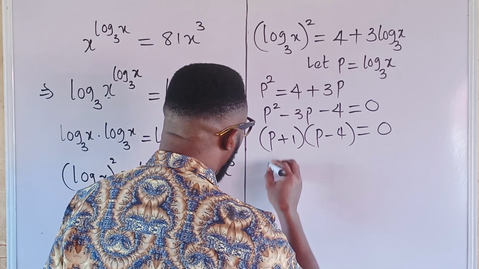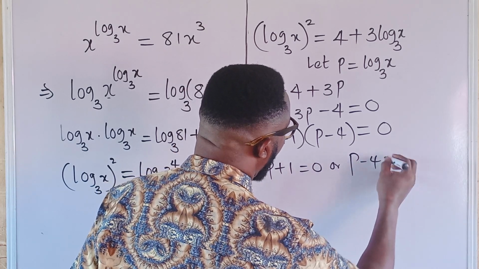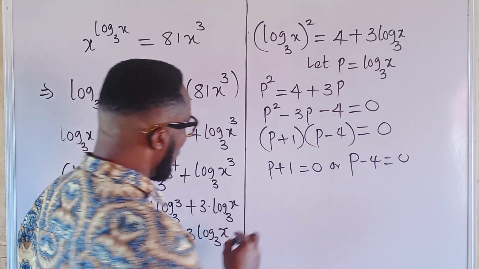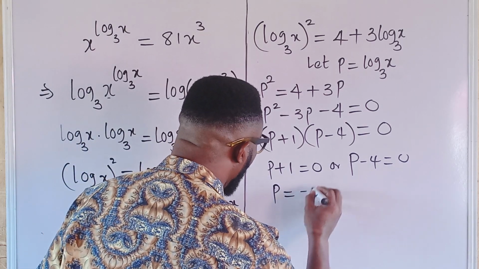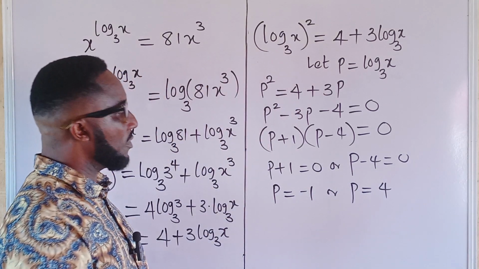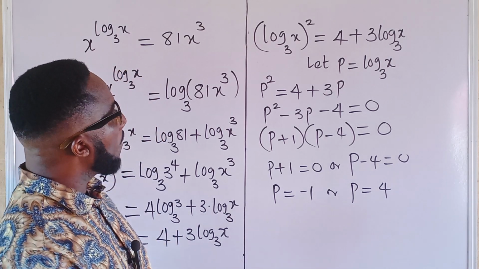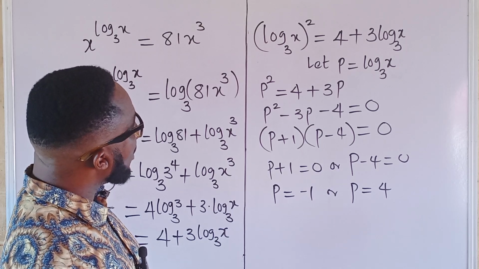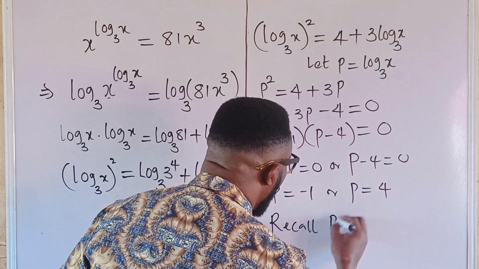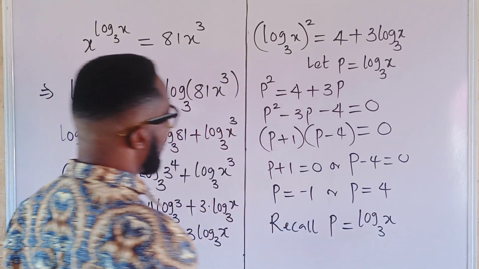So we are going to have p + 1 = 0 or p - 4 = 0 from the zero product property. If 1 goes this way, it becomes a negative. Negative 4 goes this way, it becomes a positive. So we have our two values for p. Then we shall also find the corresponding values for x. So I will recall that p = log to base 3 of the argument x.